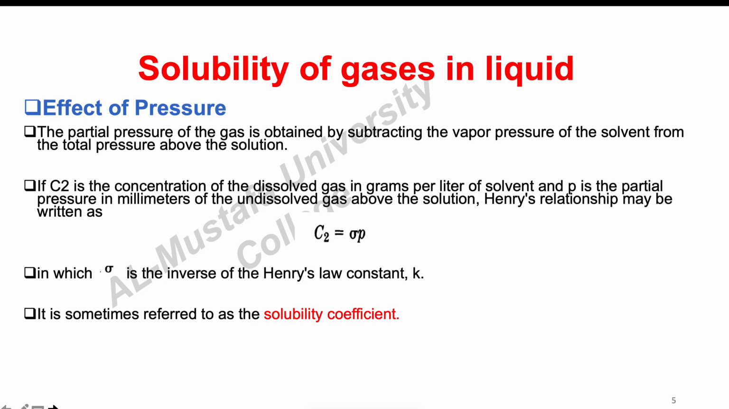Henry's relation may be written بهذه الطريقة إنه C2 = Q P, right, in which Q is the inverse of the Henry's law constant K, right, and sometimes referred as a solubility coefficient. So احنا راح نعتبر بهذه المحاضرة هاي الكيو تسمى بال solubility coefficient, right.